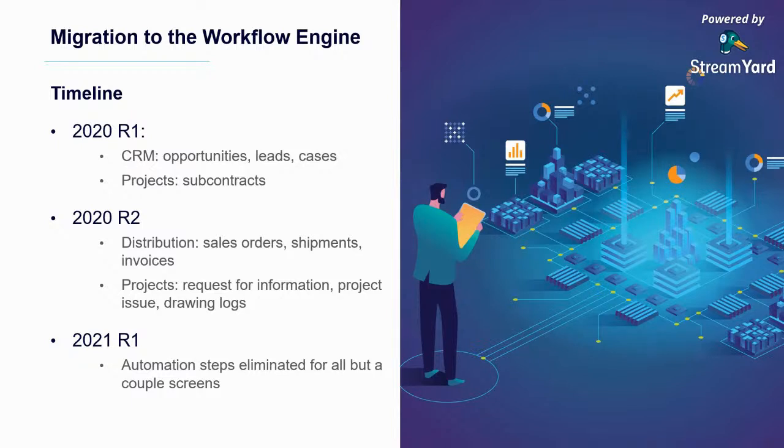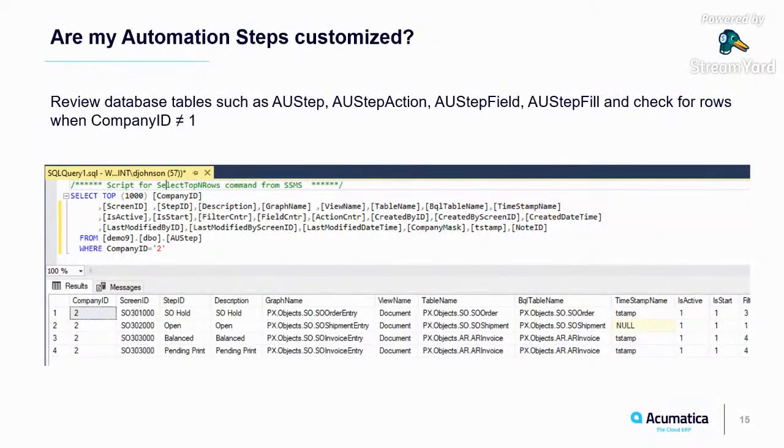So in terms of upgrading and migrating, and customers upgrading and migrating, you've got to be very aware that as these new screens have been enabled in Acumatica in the new workflow engine, your old automation steps are going to be replaced. All right, so the next question that kind of comes along with that is, well, how do I know if I've replaced something? So let me do a quick demo on that as well.